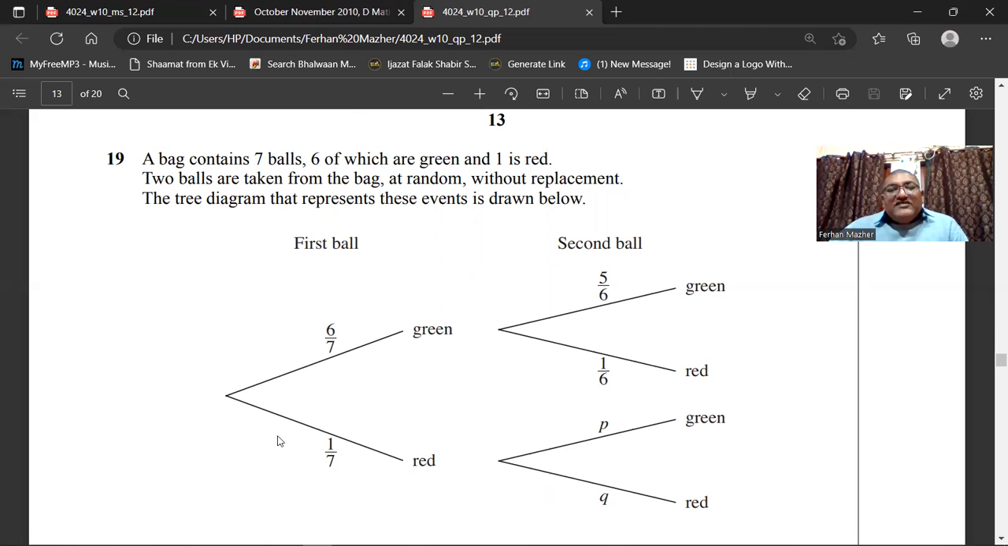So if the first ball taken is red, then the second ball is green, its chances are 6 by 6, because there are total 7. One ball is already out, so total number are 6, and that was red. So now 6 green balls are there. So the chances of getting a green ball will be 6 by 6. Getting a red ball, so there are total 6 balls now in the bag, and there is no red ball. The red ball is already out. So 0 by 6.